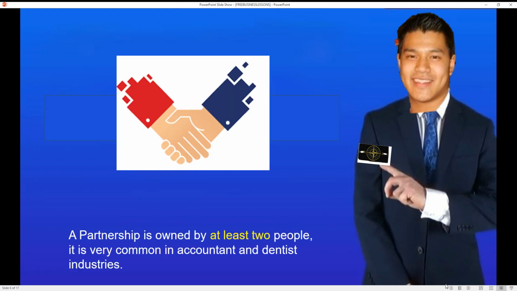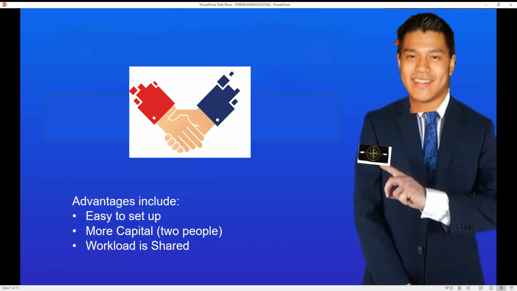Right. The next type of ownership we're going to look at is a partnership, where this is owned by at least two people. It's between 2 to 20 people, 20 partners. It's very common in certain types of businesses, as put here, accountants, dentists, lawyers also do this. A lot of builders do this. You might see a lot of partnerships in construction and things like that.